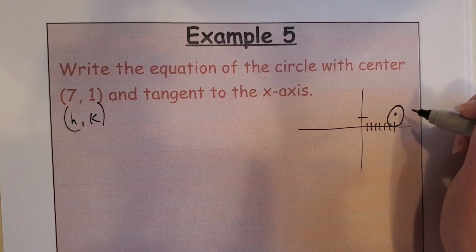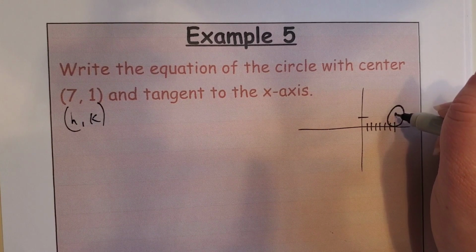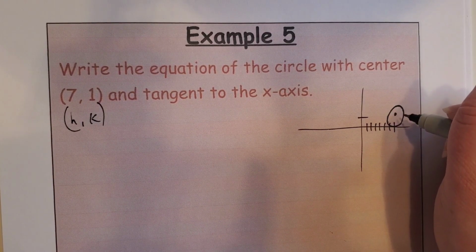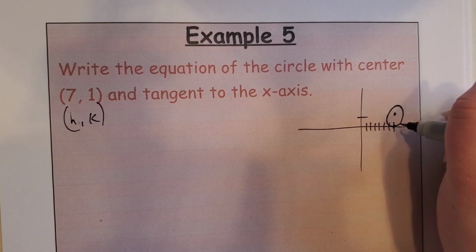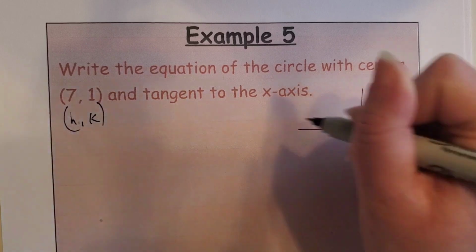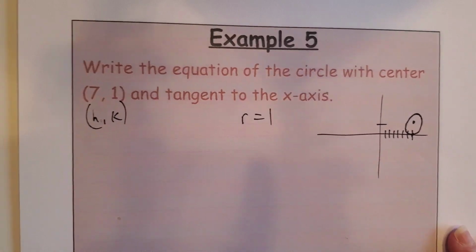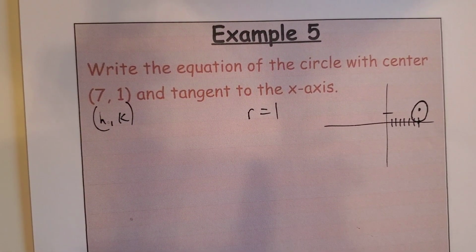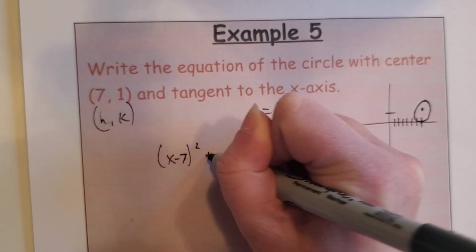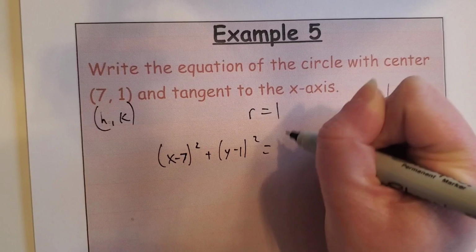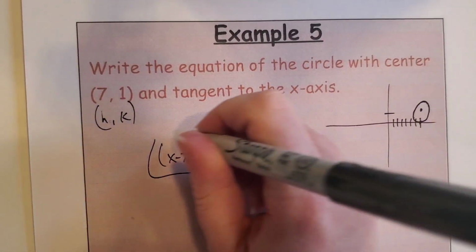So now that we have sort of a visual representation of what's going on, we can figure this out because we can just count vertically or horizontally what the distance is to the edge. And since we know that this is the point that it touches, the distance from here to here is just 1. So your radius is going to be 1. All right. And now we can plug all of that into standard form. X minus 7 squared plus y minus 1 squared is equal to 1 squared, which is just 1. That's that problem.